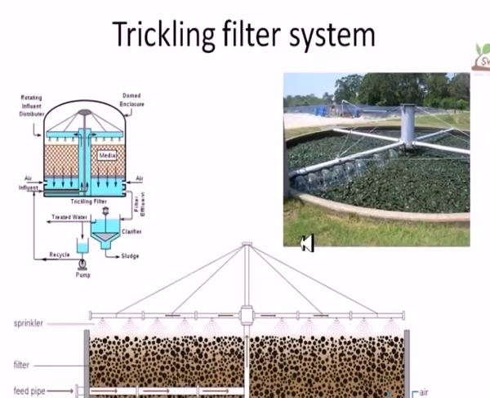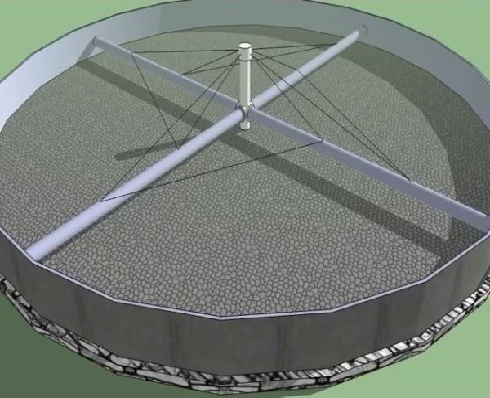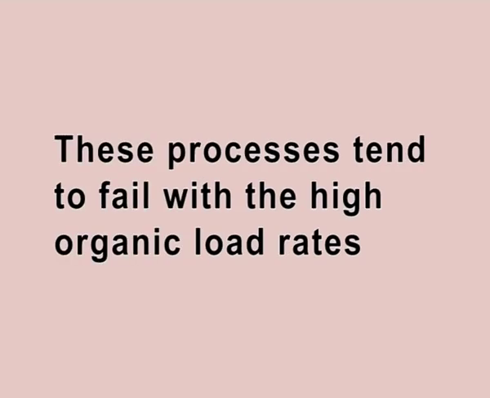Trickling filters utilizing plastic media in columns of 4.5 to 6 meter high have been used in the treatment of high strength fruit and vegetable wastewaters, which have 3000 to 4000 milligram per liter BOD. High liquid circulation rates and forced air circulation are used to achieve BOD removal up to 90%. However, these processes tend to fail with the high organic load rates that are typical of some food processing wastewaters, as for example in the cheese industry.